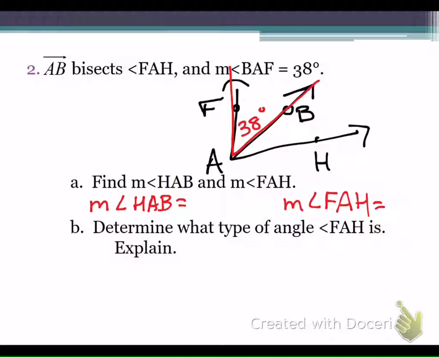Okay, so HAB, any ideas? 38. Yeah, this angle was bisected, so the two smaller angles are congruent. If you want to label them in the same way on your diagram to show that they're congruent, that might be nice.